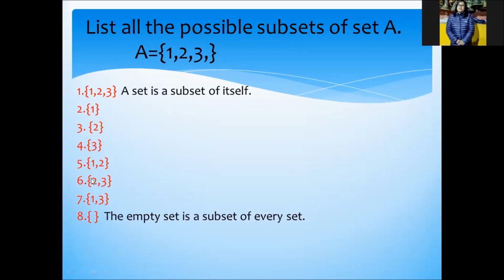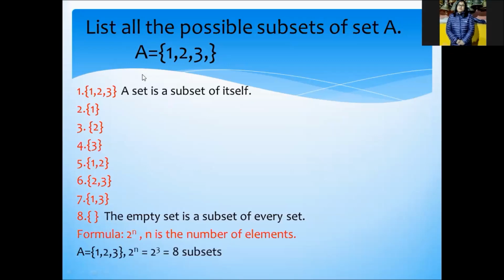So only 3 elements are given and we have found 8 subsets. If 4 elements are given, how will you find the number of subsets? Okay, there is one formula: 2 to the power n, where n is the number of elements. Let's see the same example. A equals 1, 2, 3. Now let's use the formula 2 to the power n. Okay, how many elements are in A? 1, 2, 3. So you have to put n as 3. So 2 cubed is, you multiply 3 times 2, which is 8. 8 subsets. So 1, 2, 3, 4, 5, 6, 7, 8. 8 subsets you have found.